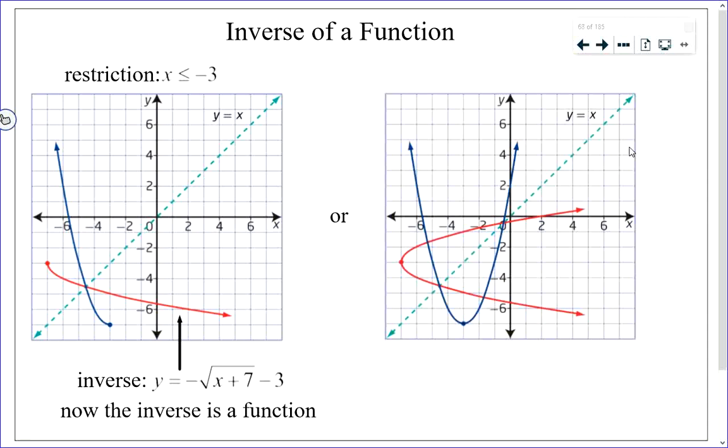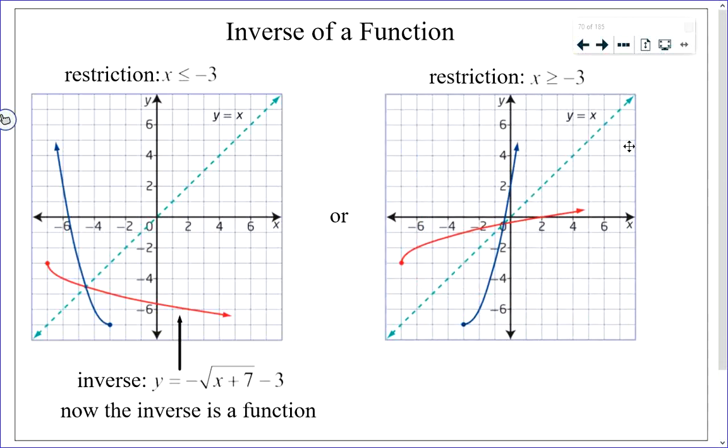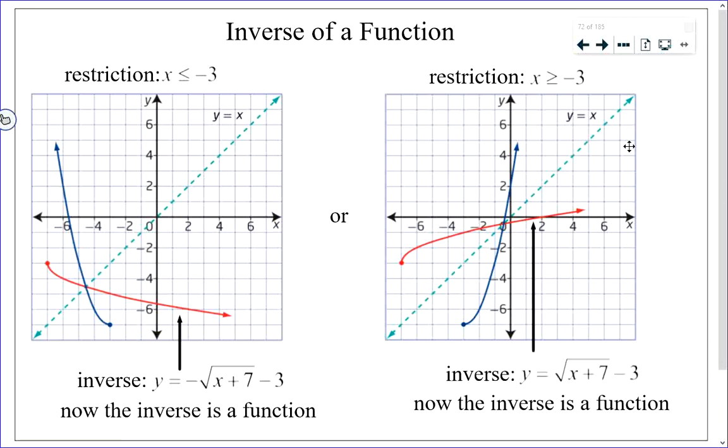Similarly, I could make the restriction to the original graph x is greater than or equal to -3. Well, if I do that, then the left-hand side of the blue graph is going to disappear, which means the bottom of the red graph will disappear. So now again, the inverse is a function, and it turns out the equation of that is y equals plus the square root of x plus 7 minus 3.